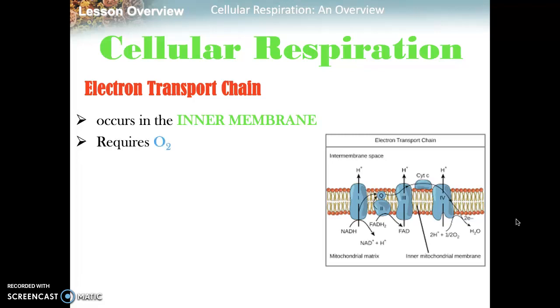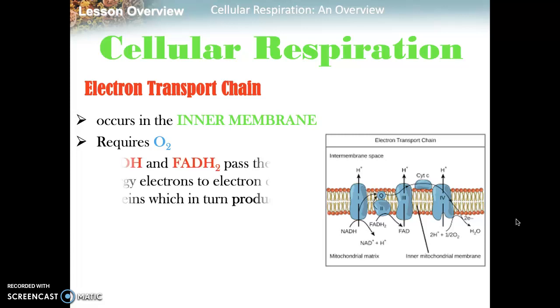It does require oxygen. This is again aerobic, meaning that it requires oxygen. Oxygen is going to be needed for this process to take place.